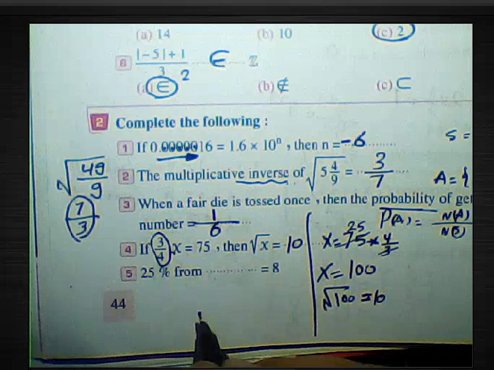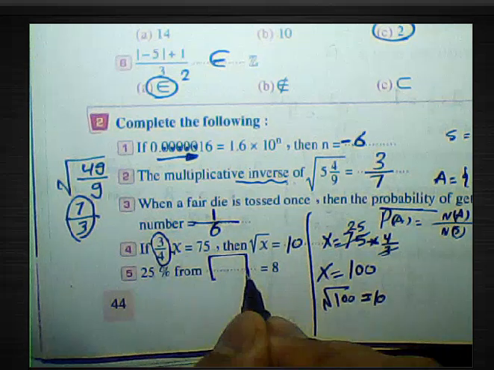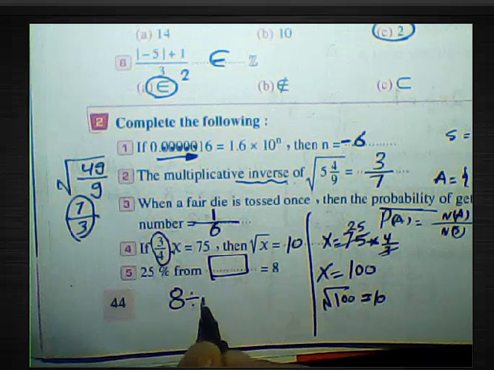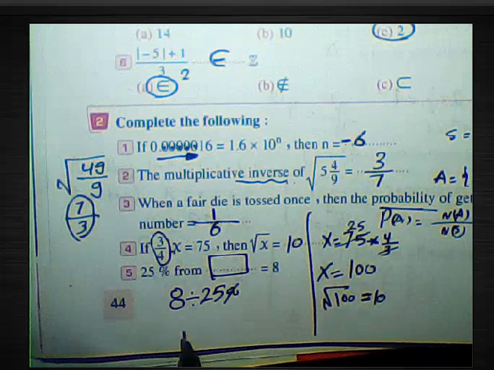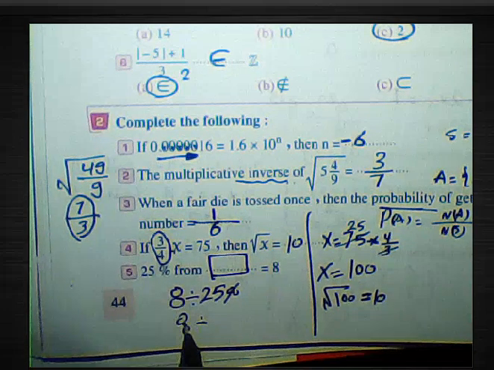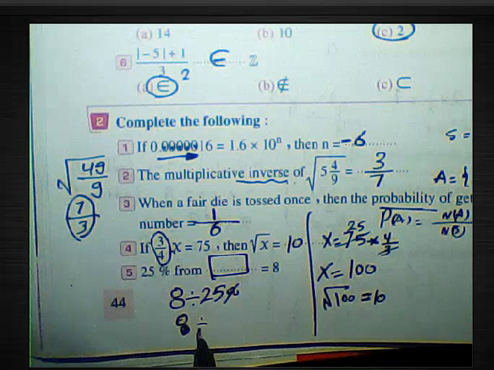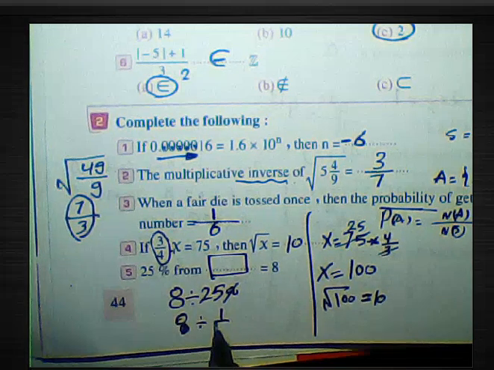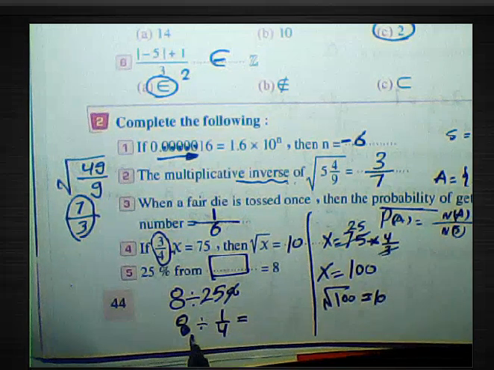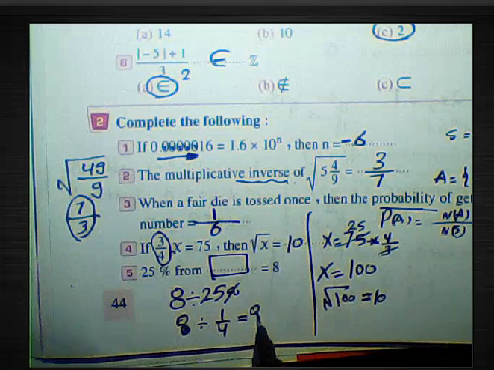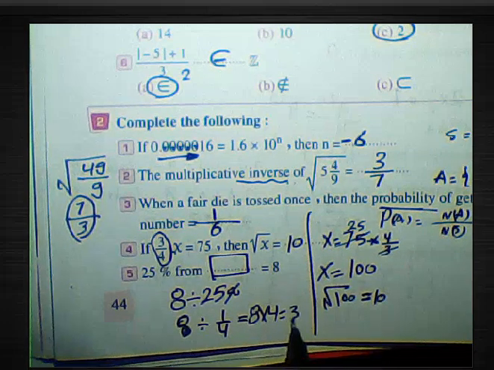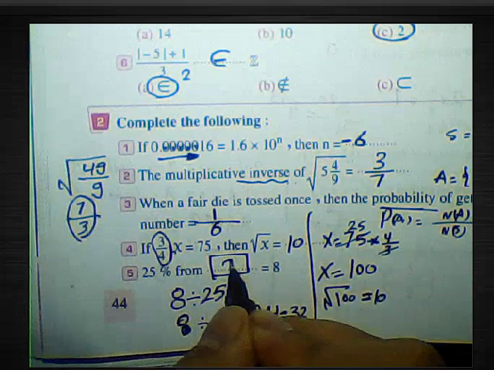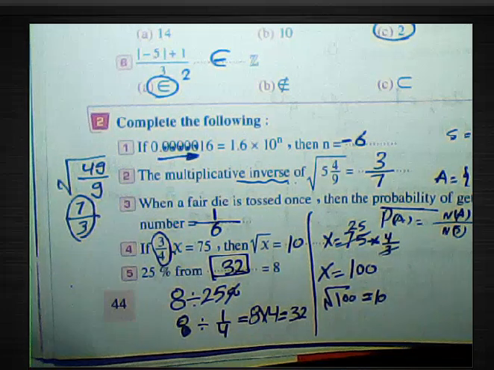25% of a number equals 8. To find the number here, you must divide 8 by 25%. 8 divided by 25% means 8 divided by 1/4, which means 8 multiplied by 4. It will be 32. The result here will be 32.